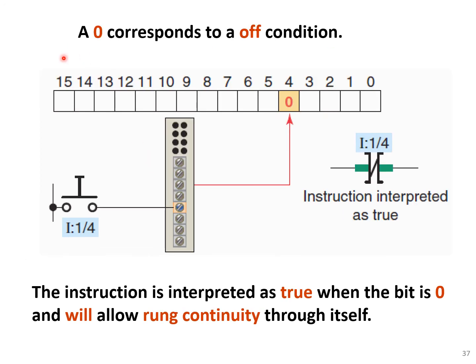And here we have, for the XIC, an open switch. 0 corresponds to off condition, and the function is interpreted as true when the bit is 0. So the switch is open, the bit here is 0. Okay, so the bit is 0, but the status of the contact will be 1, and it will allow run continuity through itself. So now the contact is true. That's why we have these green bars here, and we have continuity of logic.